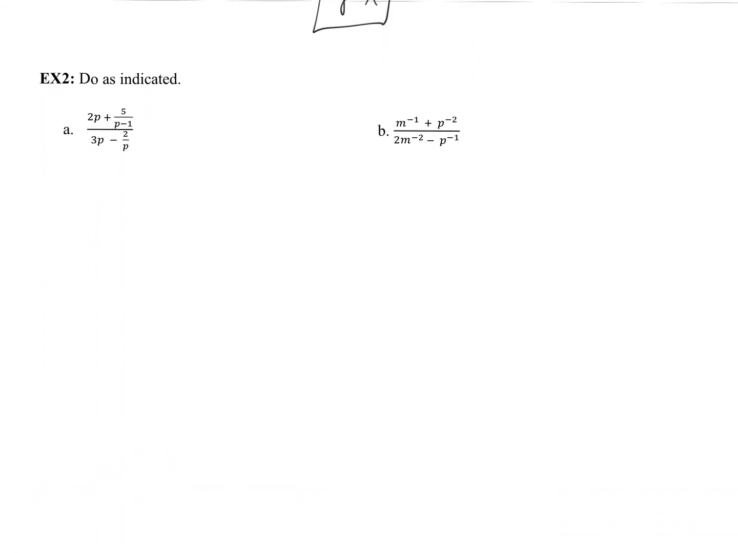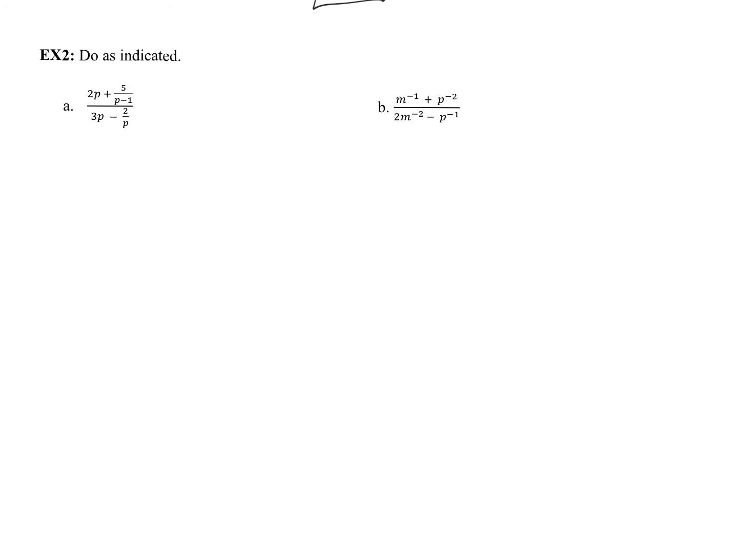Do as indicated. Okay, so this first one, A, which method should I choose? Well, looking at the top, I see I have two items in the top and two in the bottom. They're not both fractions, but I have two in the top and two in the bottom. So because of that, I'm going to go ahead and choose the common denominator method. So let's go ahead and set up for that.